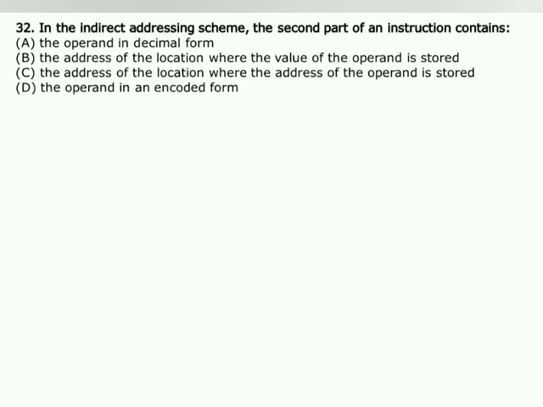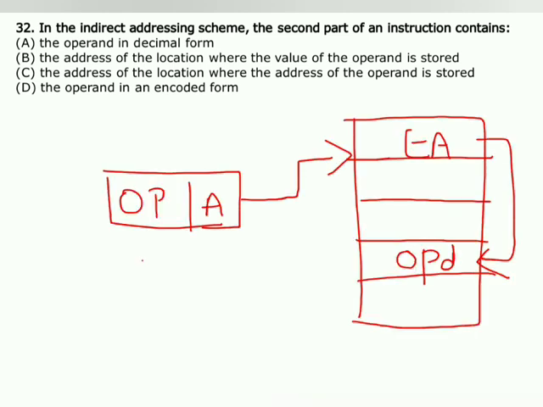In the indirect addressing scheme, the second part of an instruction contains... So first of all, what is meant by indirect addressing scheme? In indirect addressing scheme, the address field in the instruction contains the memory location or register where the effective address of the operand is present. So here it requires two memory accesses, that is register indirect and memory indirect. Here the effective address of the operand is the contents of the register or main memory location whose address is given in the instruction.